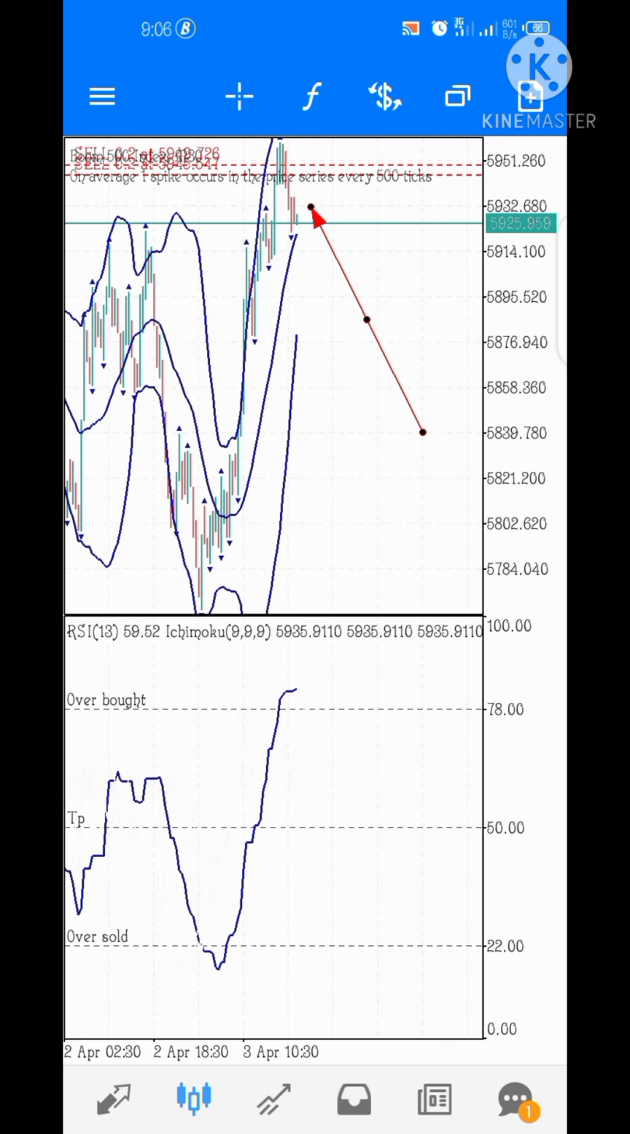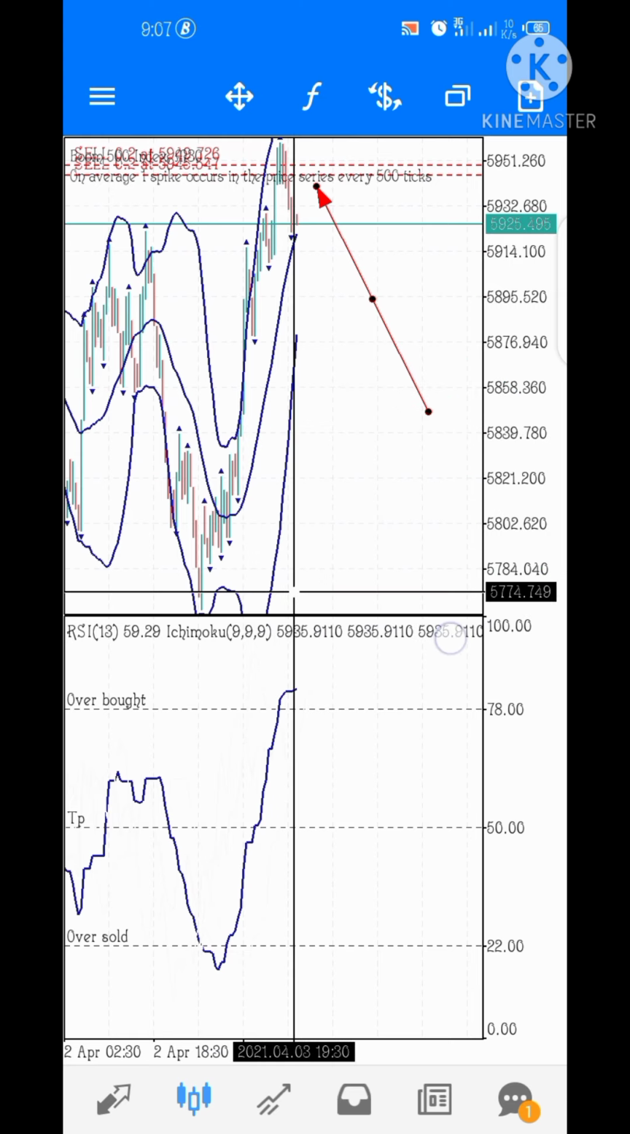And sometimes the chart didn't touch the Bollinger Band, but is very close to it. What you need to do is, that's why I added this fractal. You wait for a fractal to form above the resistance if it is a sell trade, or if it is a buy trade, you wait for a fractal to form below the support. So I waited for this fractal to form above it before I entered my trade.